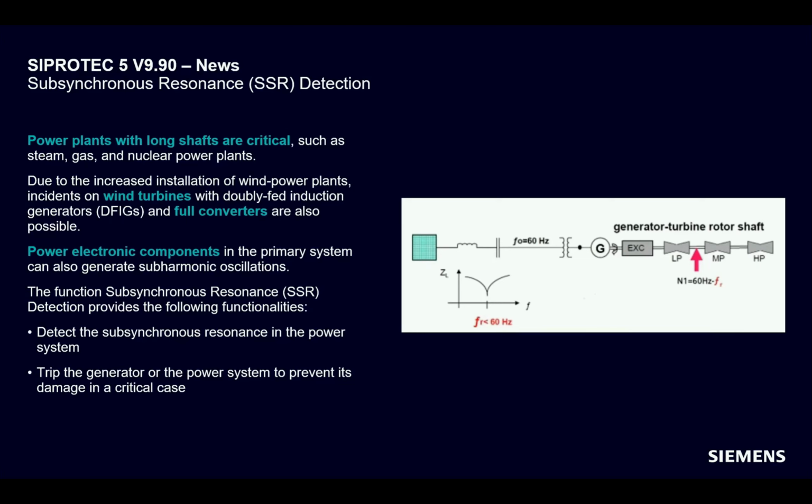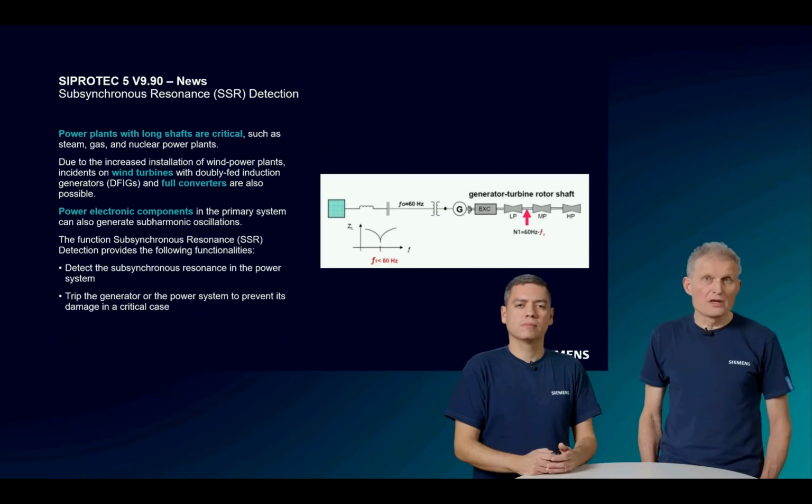The function SSR detection provides the following features. First, it detects the subsynchronous resonance in the power system, and second, it trips the generator or the power system to prevent damage in a critical case.